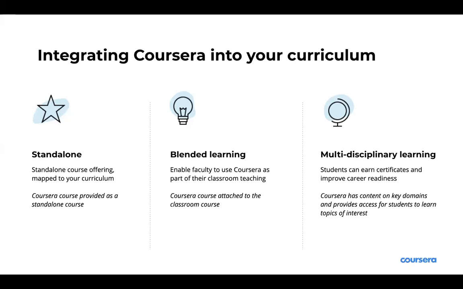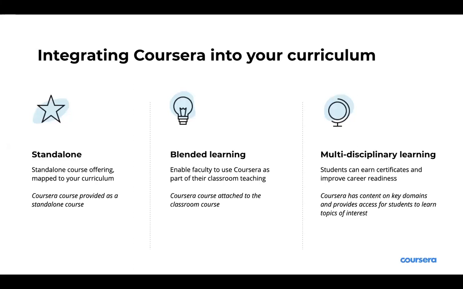So the first is standalone. As the name suggests, you can use a single course and map it to your curriculum. To help you with an example, let's say you're a business school and your first year students need to take a course on business analytics. You could take a standalone Coursera course and map it into your curriculum. Alternately, if you're an engineering college and you want to teach Python basics to your first year computer science students, again, you could use a Coursera course, map it to that particular on-campus course and use it for your benefit.